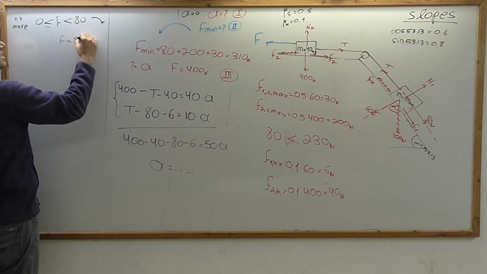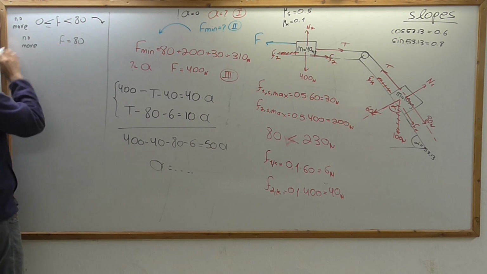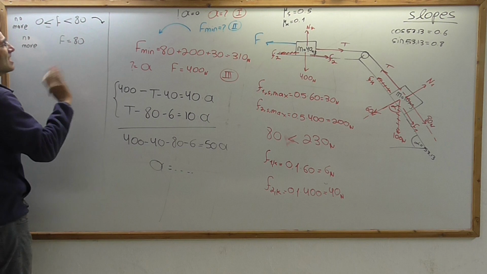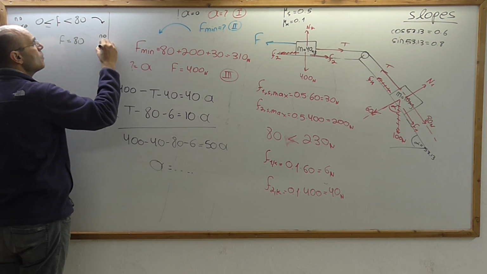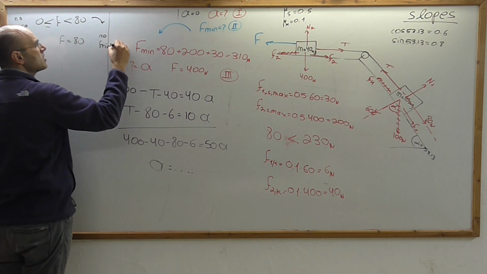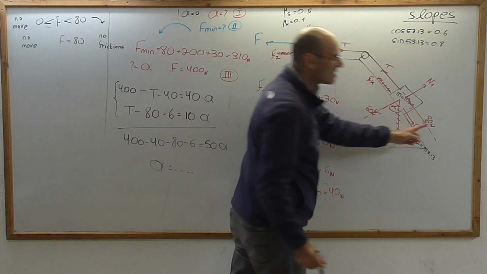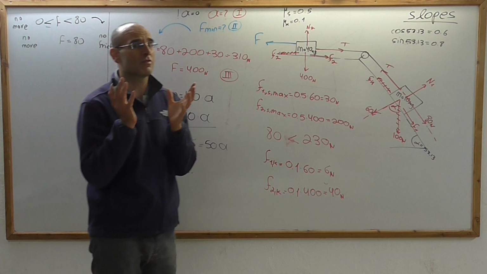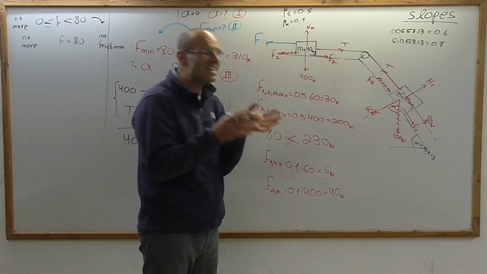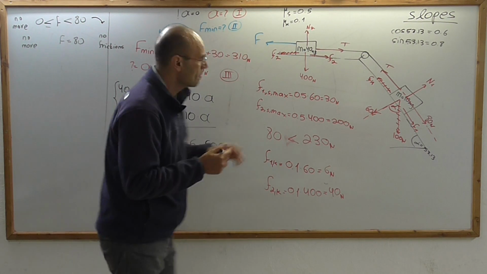So no move, but the tendency will be this way. When F is 80, also no movement, but there will be no tendency. There will be no frictions. Again, why? Because if this force is exactly the same as that one, there is no tendency to move. And what did we say about friction? Friction is always against the tendency. If there is no tendency, there will be no friction.